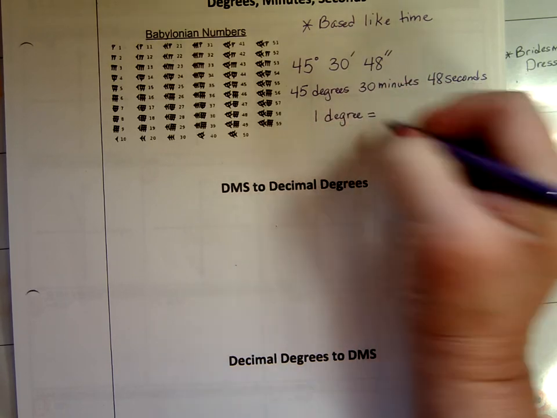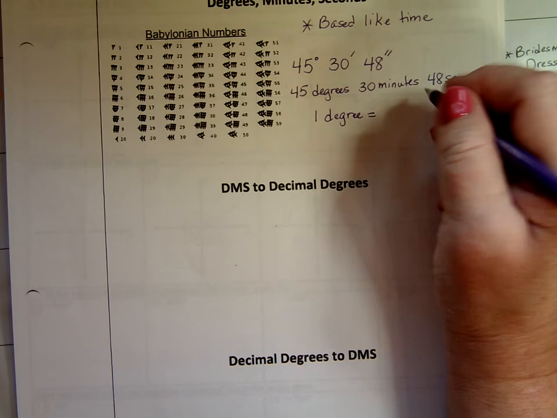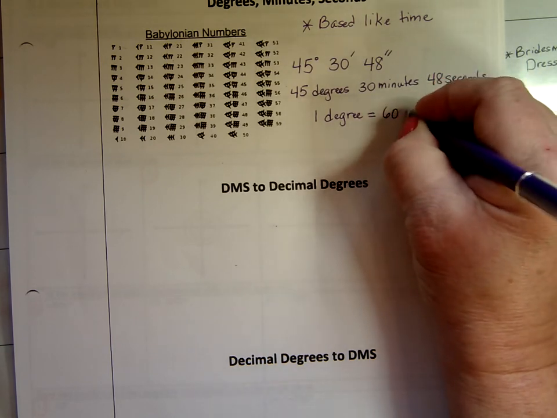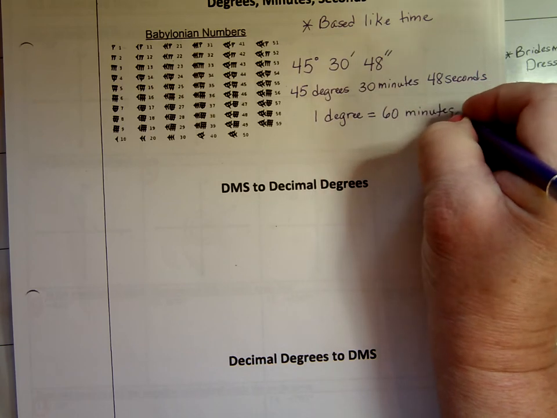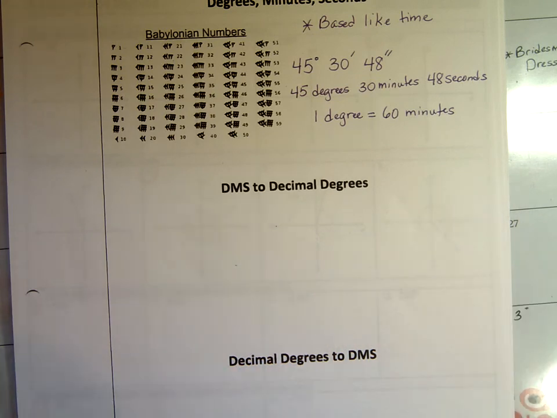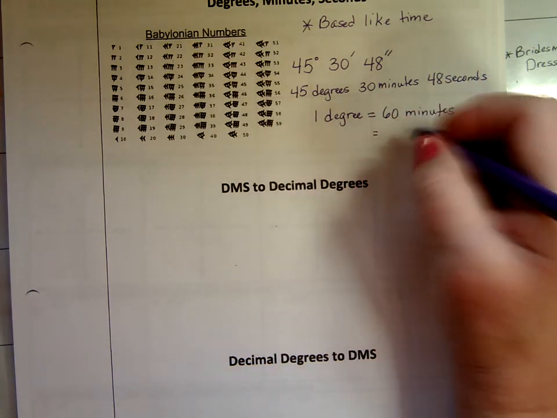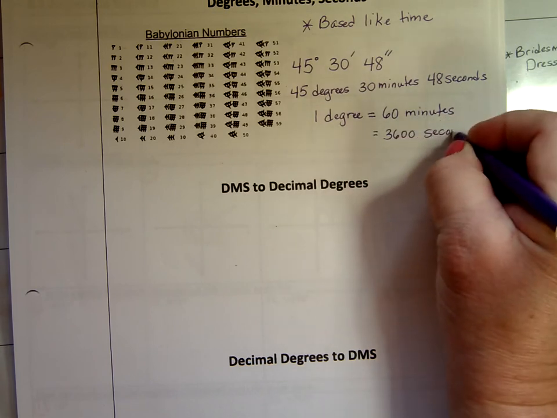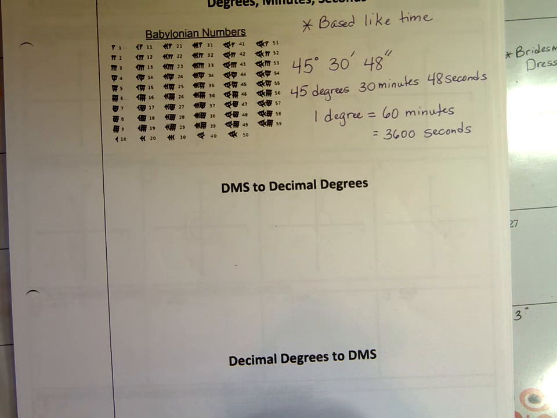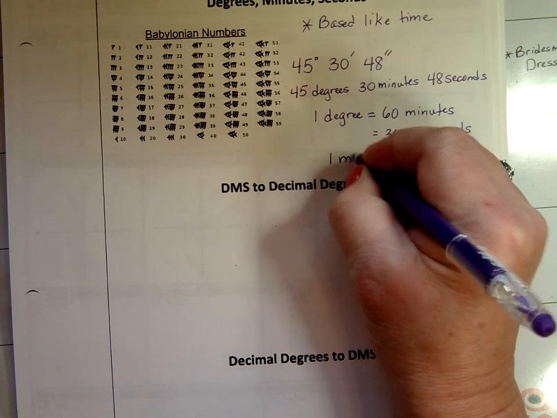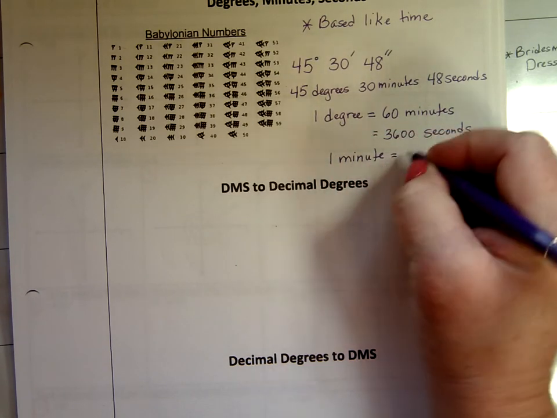he equals 60 minutes. Just like an hour, it's based like time. So an hour equals 60 minutes, which also is the same thing as if I were thinking of seconds, it would be 3,600 seconds, just like our hour would be if I were to count the seconds. And 1 minute, well, we all know 1 minute equals 60 seconds.